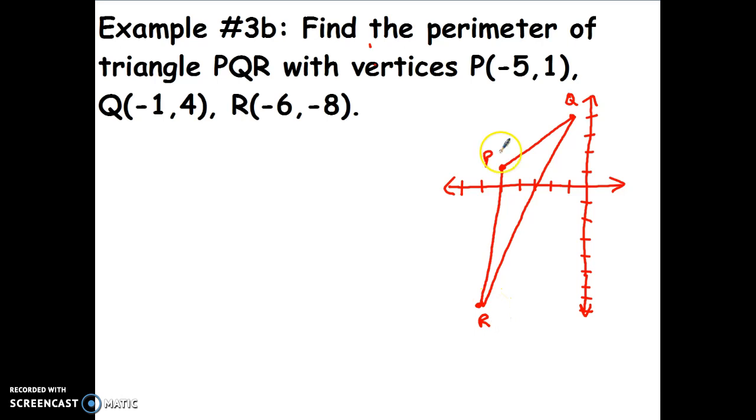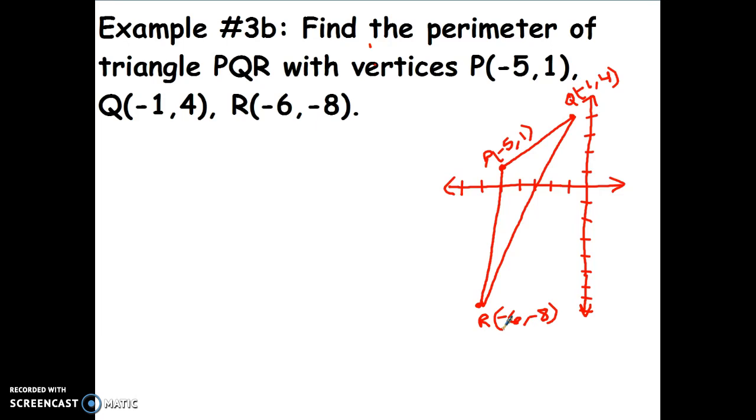All right, for my sake, I'm just going to write down what that ordered pair is. Beside the letter Q is -1, 4, and R is -6, -8. Okay, so hopefully you have sketched yours on your paper.